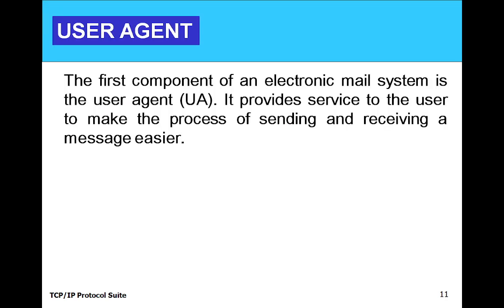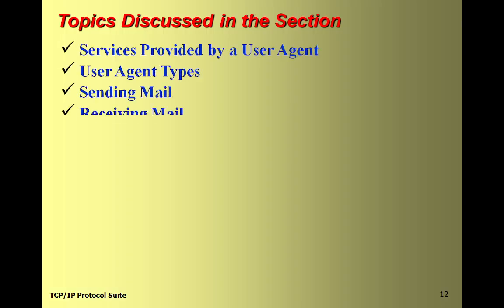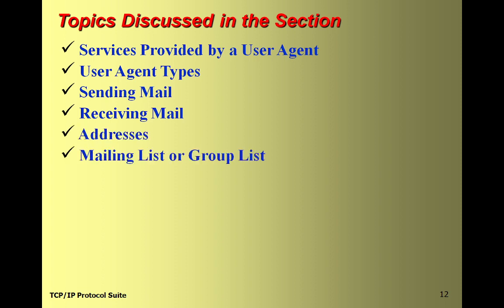So that's very important. And next, a small explanation of the user agent. It's the first component of email systems. It provides a service to the user to make the process of sending and receiving messages easier. So these are all the different kinds of topics we have covered in this presentation.